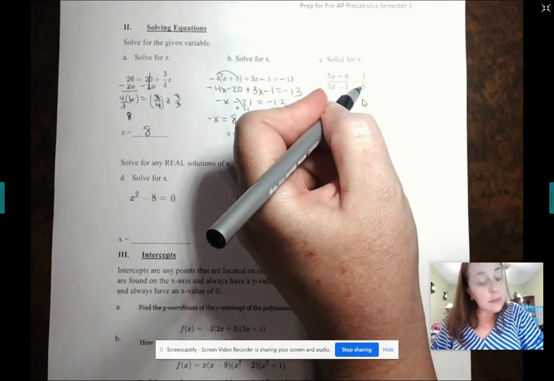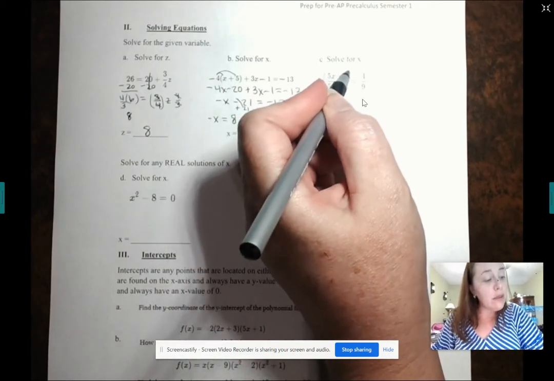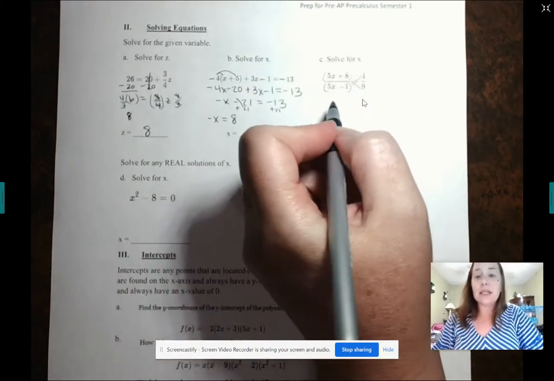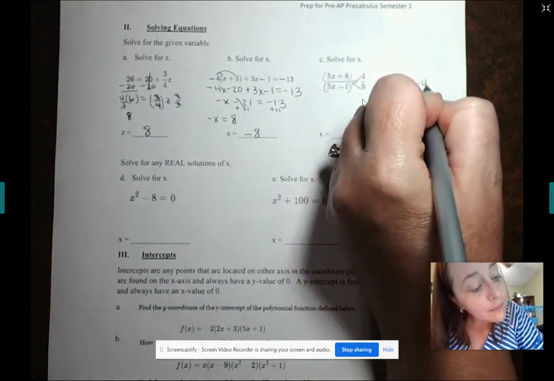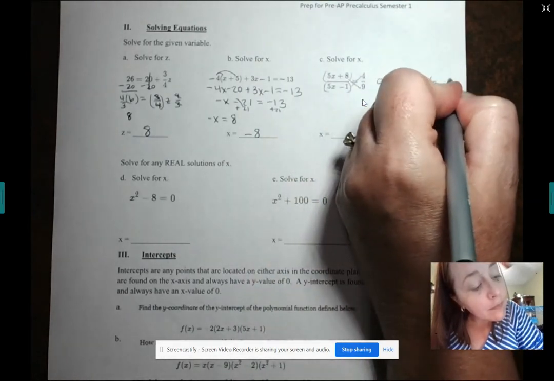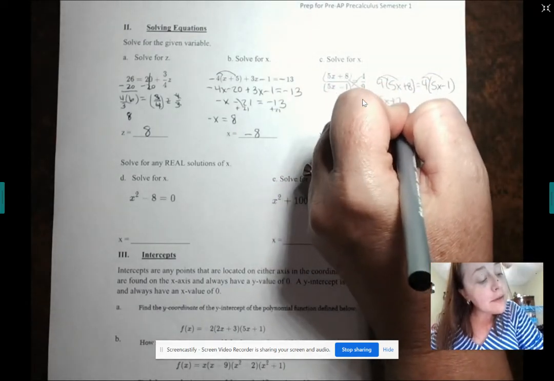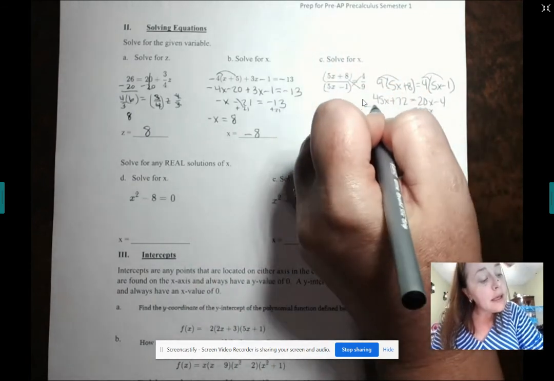This one is a cross multiplying. Now it's not 9 times just 5x. It's 9 times this whole thing. So 9 times this and 4 times this. If I write that out, that would be 45x plus 72 and 20x minus 4.